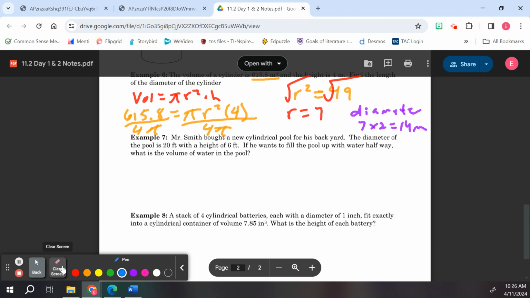All right, so in this case, we need to draw this. Let's say here's our pool. Now he's saying the diameter is 20 feet. We have a total height of 6 feet for the pool. That's one big pool. But he's only filling it up with water up to 3 feet.